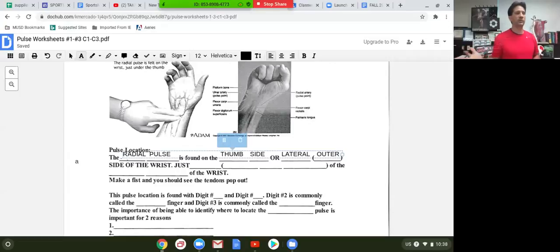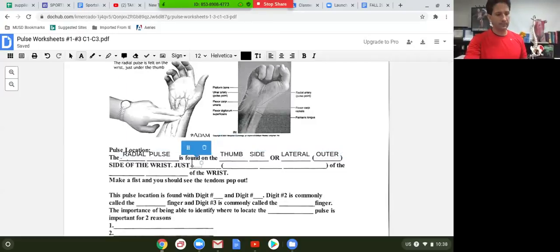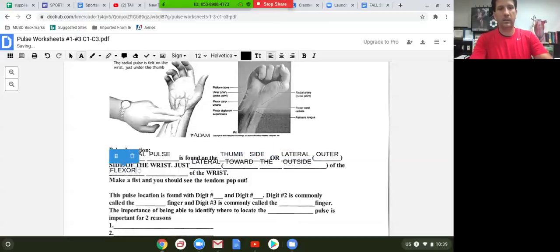Okay, so at the radial pulse, the radial artery is found on the thumb side or lateral, which is also considered the outer side of the wrist. Just lateral, toward the outside of the wrist. Okay, so, or sorry, of the flexor tendons of the wrist. Okay, so these are the flexor tendons.